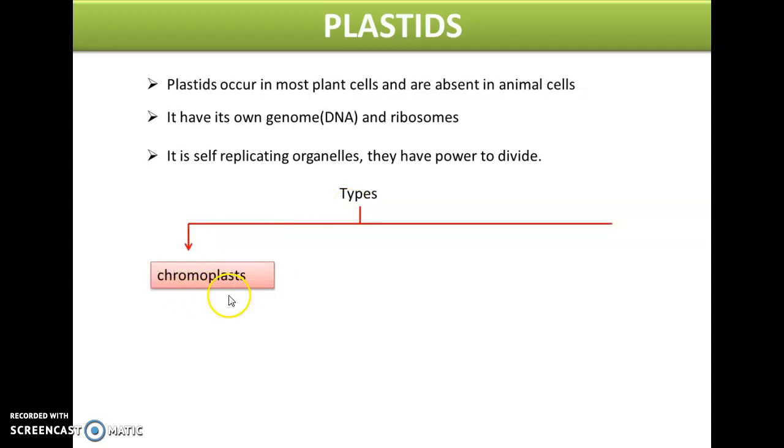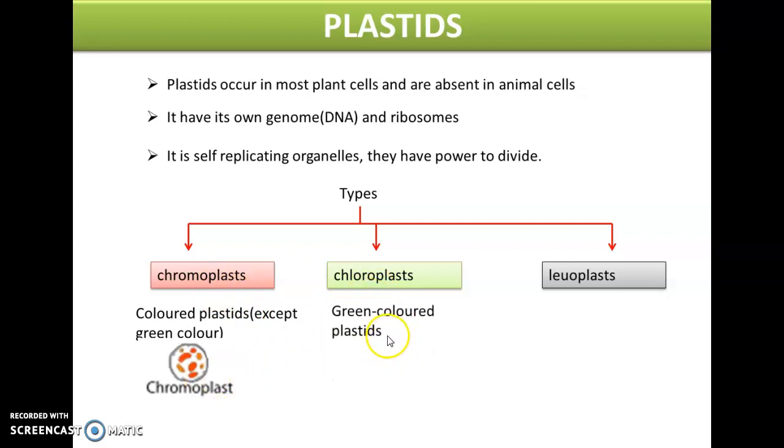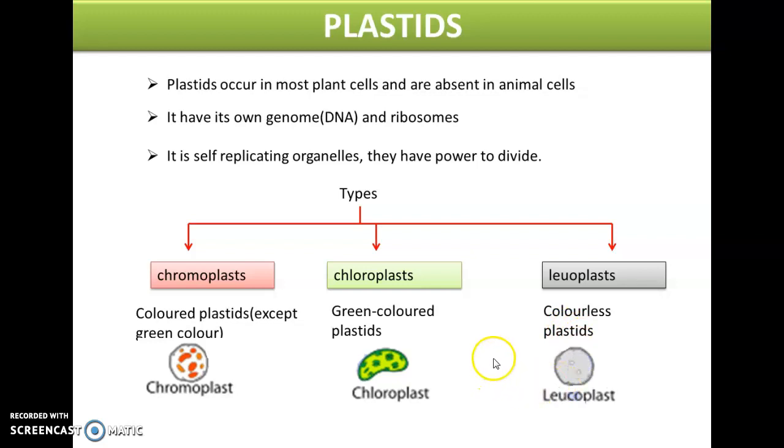These are chromoplast, chloroplast and leucoplast. Let us discuss what is chromoplast. When you see a color other than green in plants, that is because of the presence of chromoplast. And what is chloroplast? All the green pigments present in a plant are because of the presence of chloroplast. They are green in color, and leucoplasts are those plastids which are colorless. So these are the three types of plastid: chromoplast, chloroplast and leucoplast.